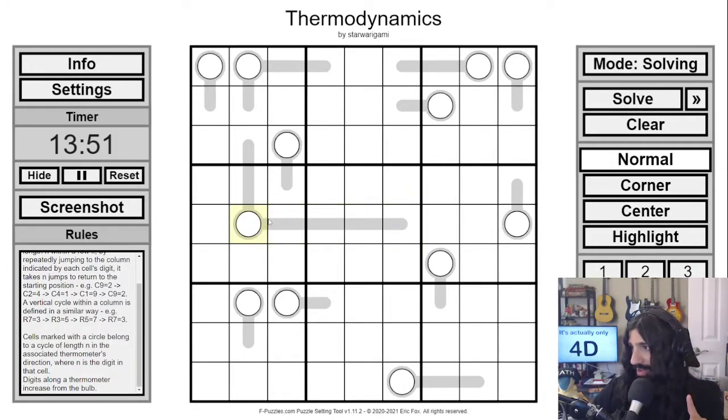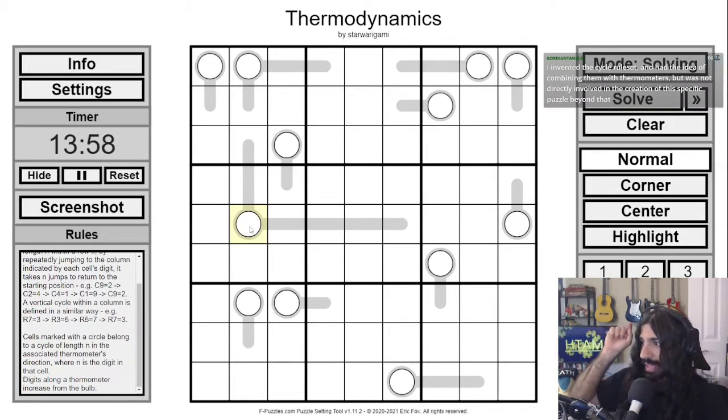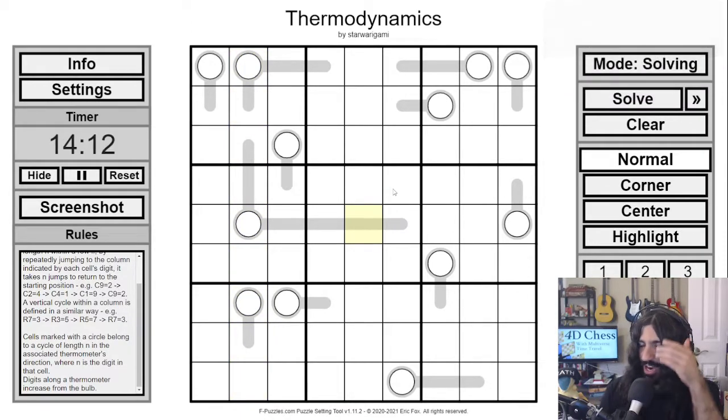The other thing about the thermometers is the number in the bulb tells you the length of a cycle that this bulb, this cell, is in, in the direction that the thermometer is pointing. So a few things there. Let's define, for anyone who doesn't know, what a cycle is.